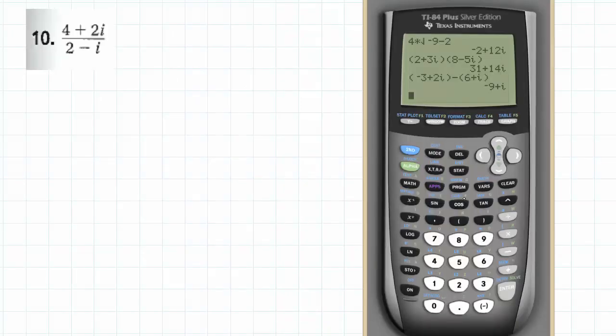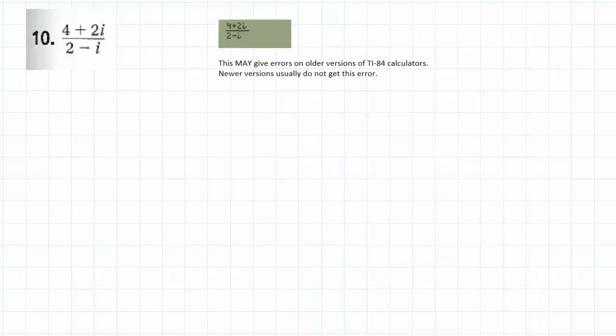So number 10, I'm going to caution you about this. If you have a newer calculator, you're not going to have any problems. But watch what happens when I enter this. I have a little bit of an older operating system. When I use alpha y equals to do a nice stacked fraction, it gives me an error.